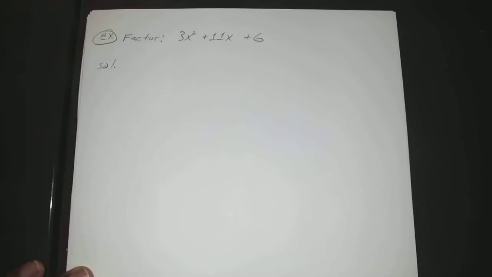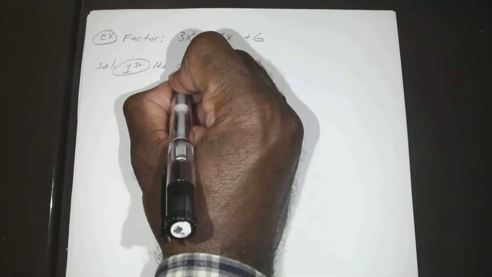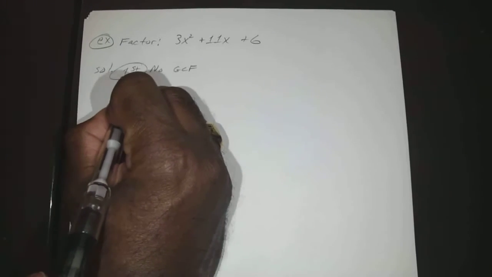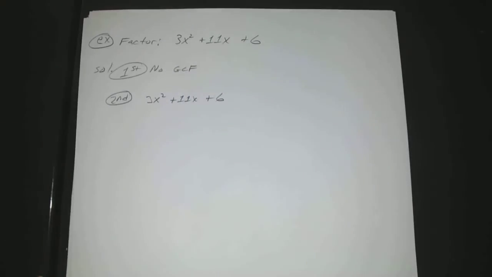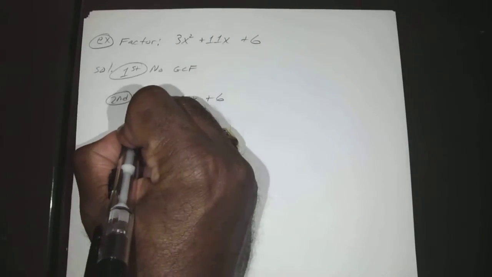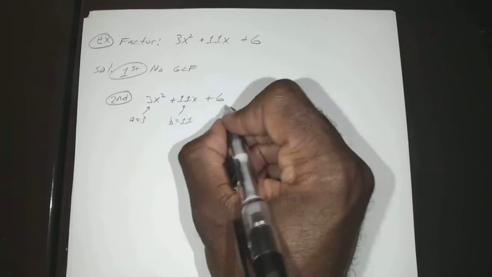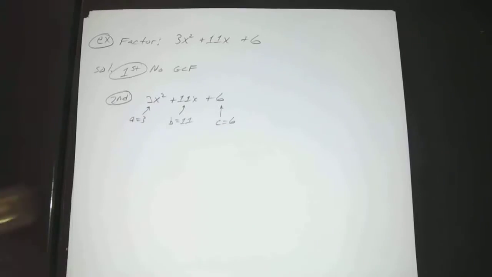Right, so for this one, first thing you want to do is see if you can factor out anything from each of them, which in this case, you can't, so there's no greatest common factor. Okay. So next, you have your 3x squared plus 11x plus 6, means that your a is equal to 3, your b is equal to 11, and your c is equal to 6.